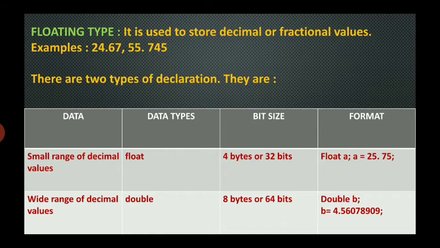The bit size of float is 4 bytes or 32 bits, whereas double will hold 8 bytes or 64 bits. So float a equals 25.75, double b equals 4.56078909. So this is a format or an example of how to declare a double or float data type.